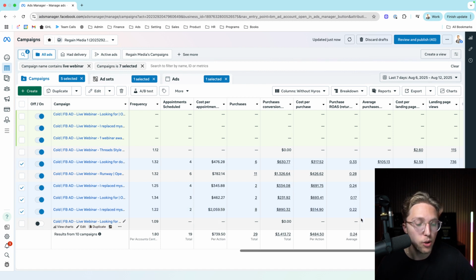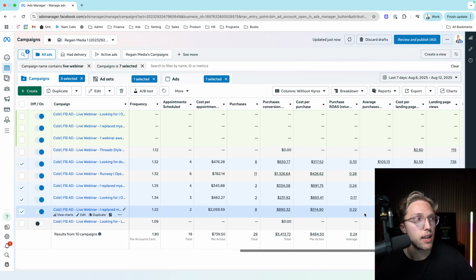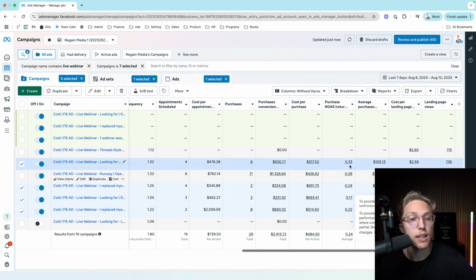I know my numbers very well, and I know that if the cost per lead is more than $12, I'm going to have a hard time breaking even in the future. So I want to be as proactive as possible and just cut it. That's why I don't even look at this. I don't even look at the ROAS.